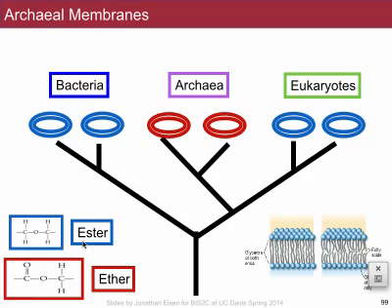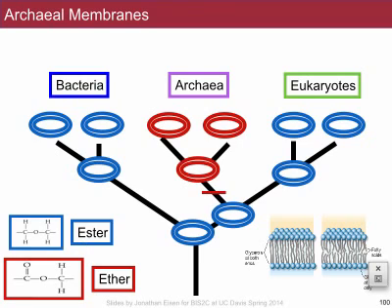Given this particular pattern of membranes, we can try to reconstruct the evolutionary history of when these features originated. One possibility, which is the most parsimonious, is that the ancestor had ester linkages, and then in the branch leading up to the common ancestor of Archaea, there was a switch to ether linkages.